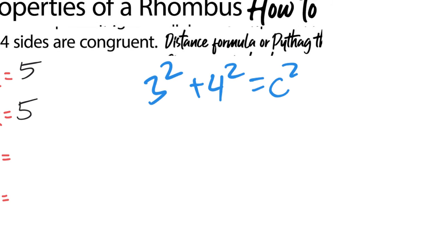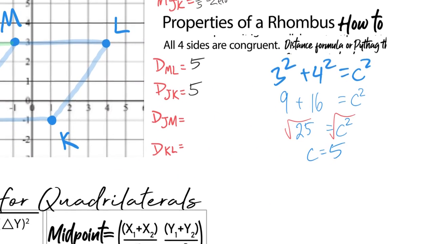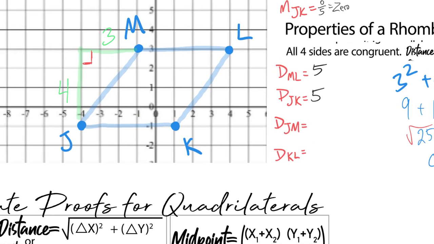All right, so let's simplify. 3 squared is going to be simply 9. 4 squared is going to be 16, equals c squared. 9 plus 16 is going to give us 25 equals c squared. And then we've got to get rid of that exponent. So we're going to take the square root of both sides. So c equals 5. That is amazing. All right, so we know that side JM is going to be also 5.